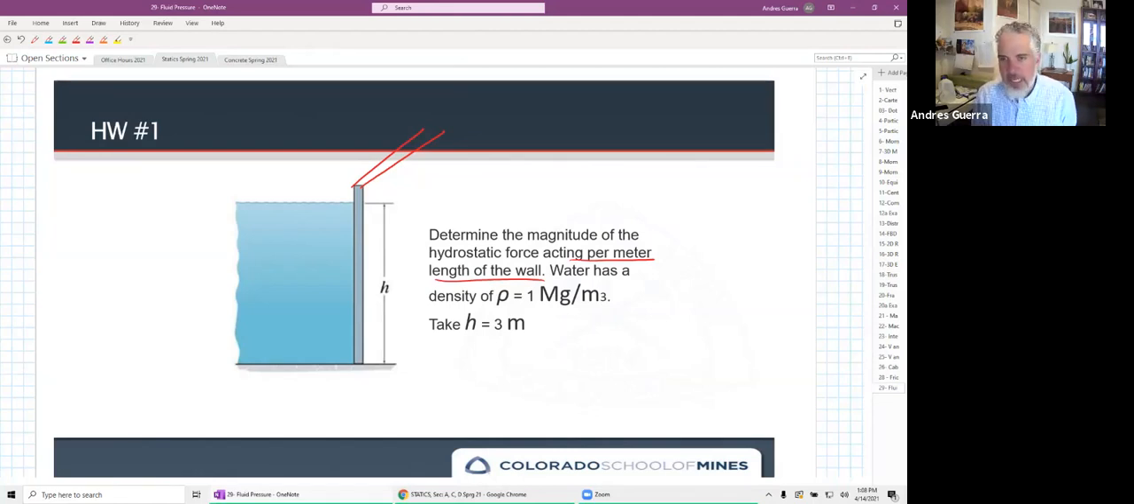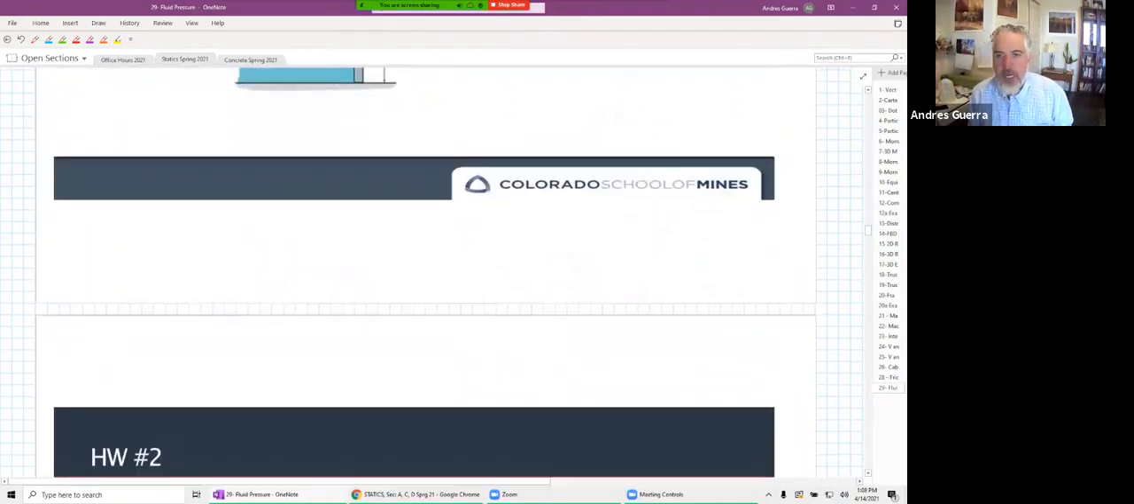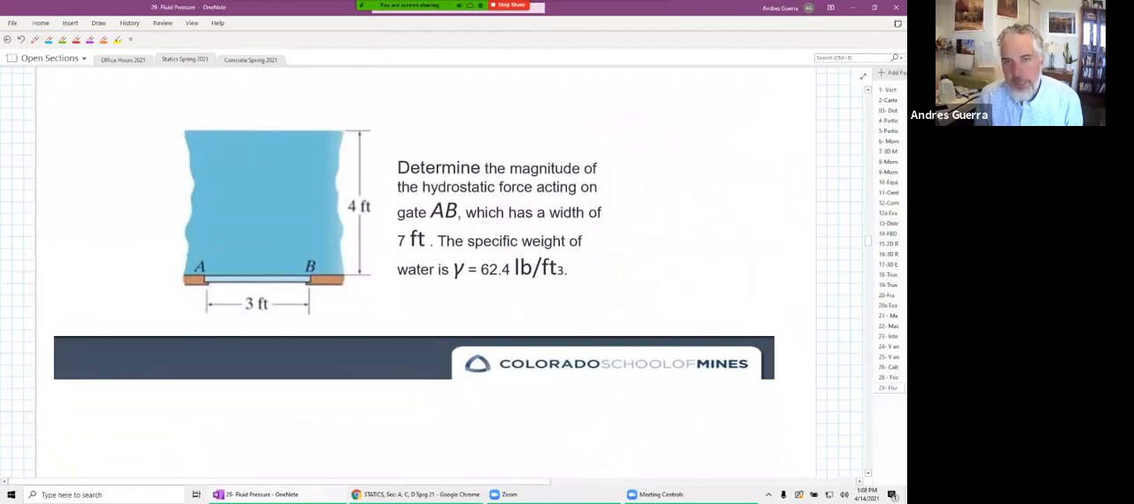It really doesn't make a lot of sense for us. And so it makes more sense for us to look at per meter length and say, how much force do we have in each meter of that wall right there? In other cases, we could be asked to find the total force, not the force per length.